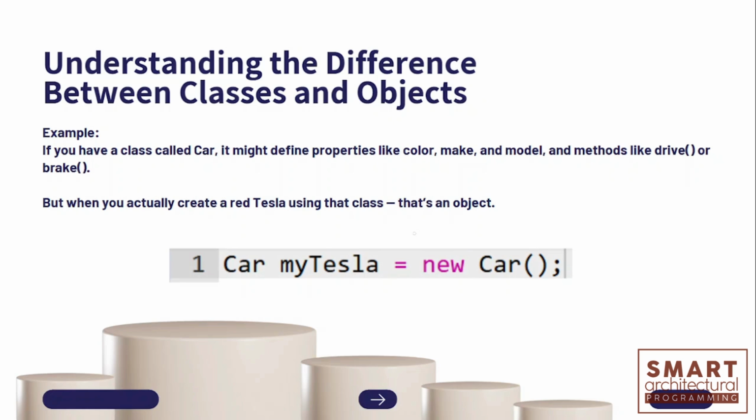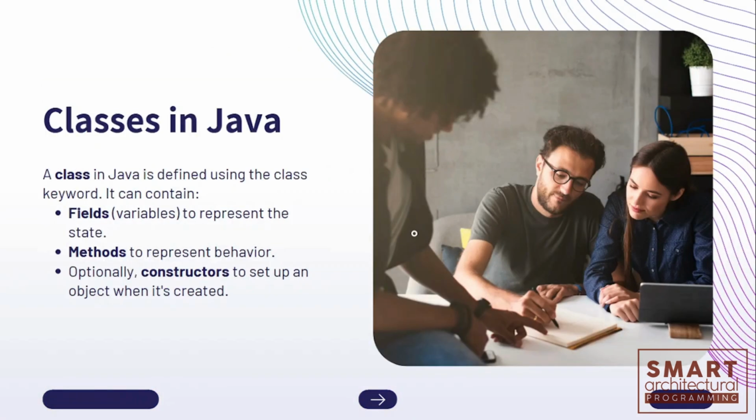So that is basically the big core difference, practically speaking, between classes and objects. And as we understand that, we can move on to the next thing that we need to cover in this particular video, and that is classes in Java.